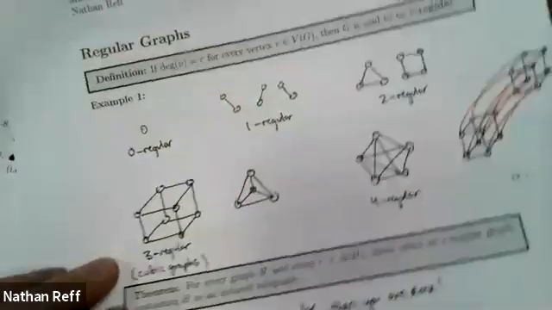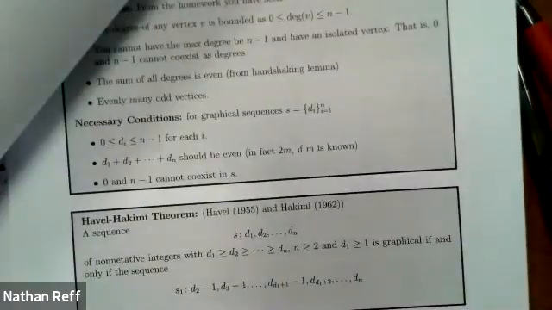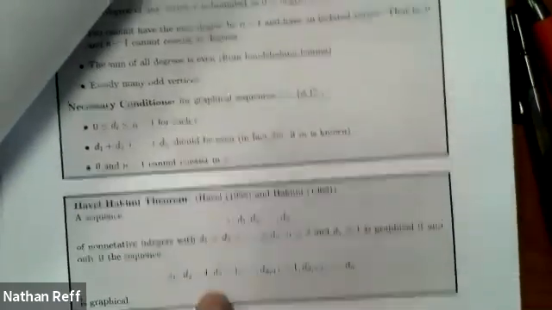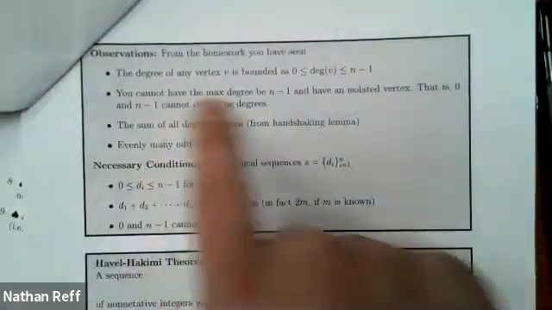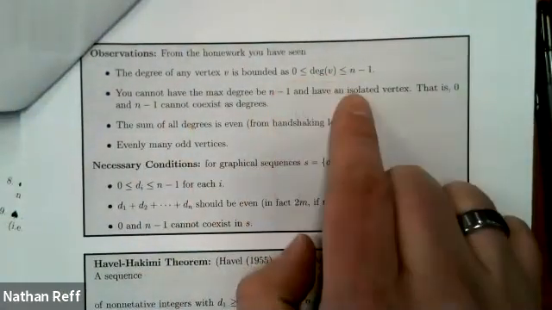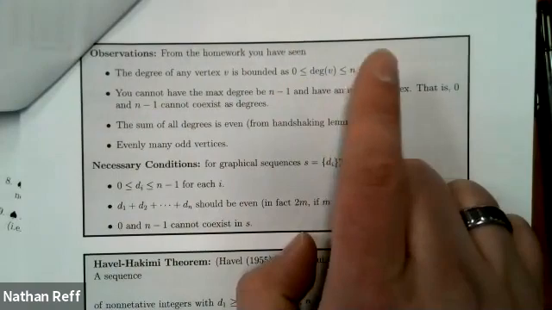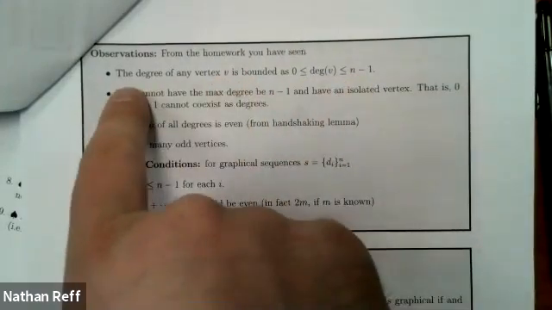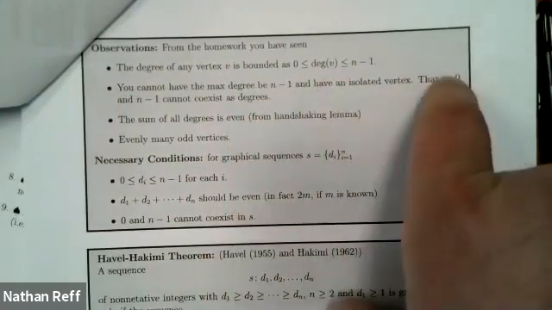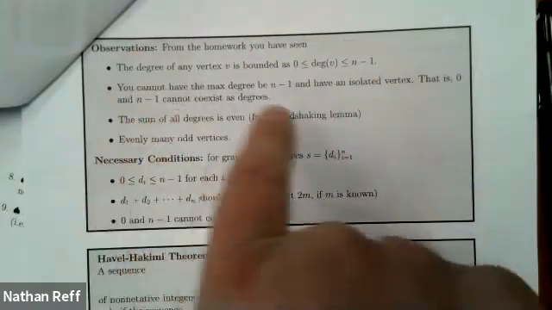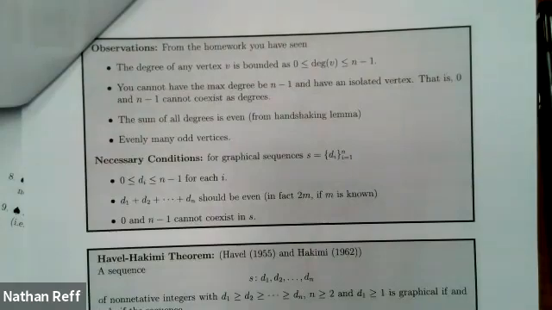so here we go. So before, this is note set number 3, before we stated Hawa-Hakimi, there are some observations here, right? Every vertex degree has to be between 0 and n-1 among n vertices, right? And you cannot have the maximum degree be n-1 and have an isolated vertex. You cannot have a 0 and an n-1 coexist as degrees. So that's what we were saying there.